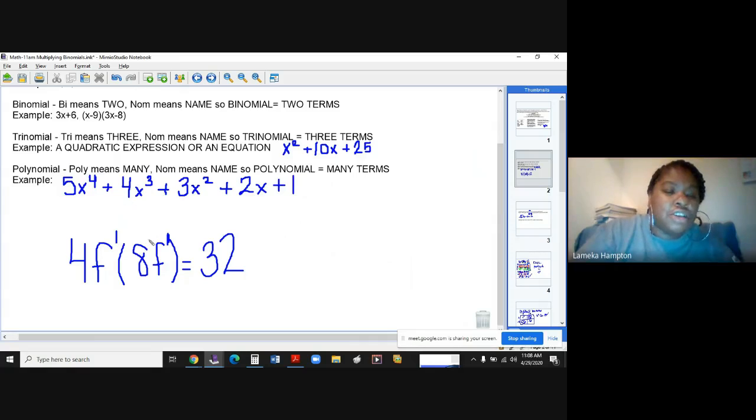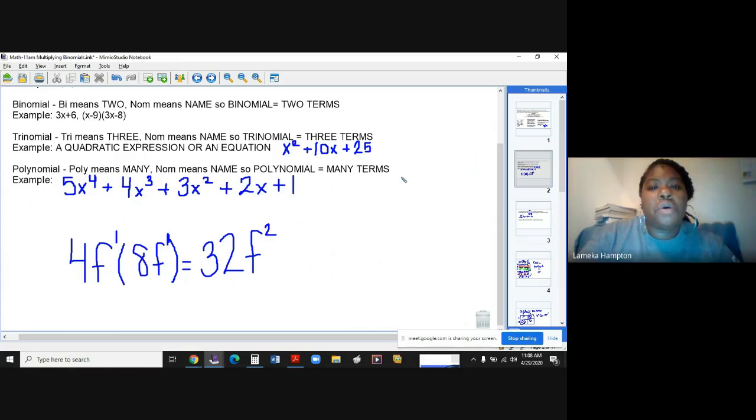All right. So I multiplied my numbers 4 times 8 and it gave me 32. But now I'm going to add my exponent. So that's going to be 1 plus 1, and that gives me F squared, okay? So that is where our F squared comes from.